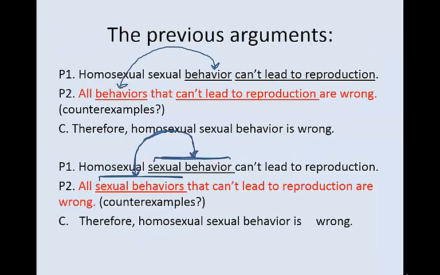All right, so here we have the visuals a little bit. In the first argument here, we have just behaviors. So you see the little arrow linking up behavior to behavior. And in the second argument, we're focusing on sexual behaviors in both the premises. And it seems like there's probably counterexamples to both of these.